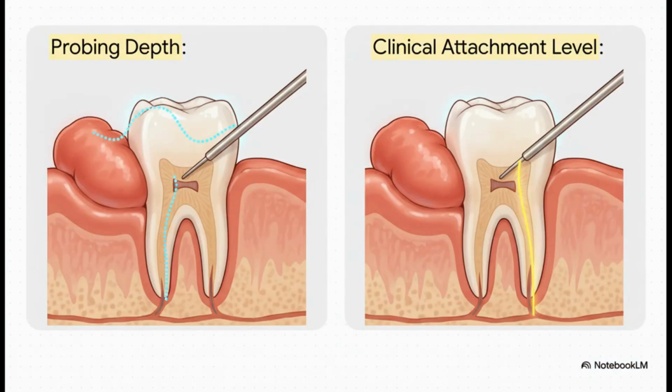The probing depth just measures from the top of the gum line, but remember that pseudopocket? Swelling can totally throw that number off. The real gold standard is something called the clinical attachment level, or CAL. This measures from a fixed landmark on the tooth, basically where the crown meets the root, down to the bottom of the pocket. CAL tells us exactly how much of that precious support structure has truly been lost for good.